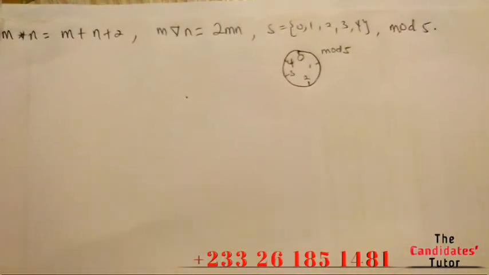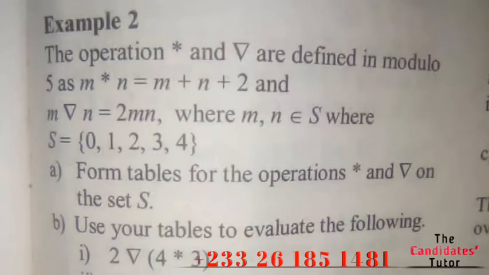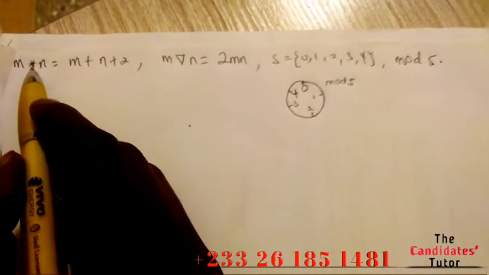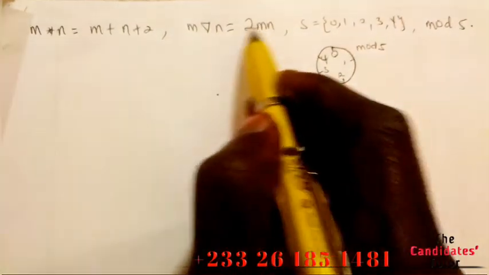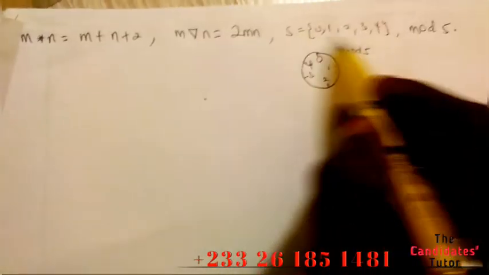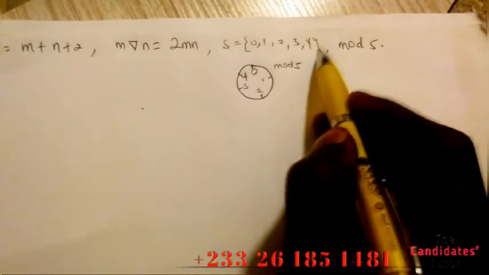One modulo question, and this is the question before us on your screen. Let me use star for this. You're going to have m star n to be m plus n plus 2, and then m triangle n to be 2mn, and this is a set S. And yes, we are working in mod 5.